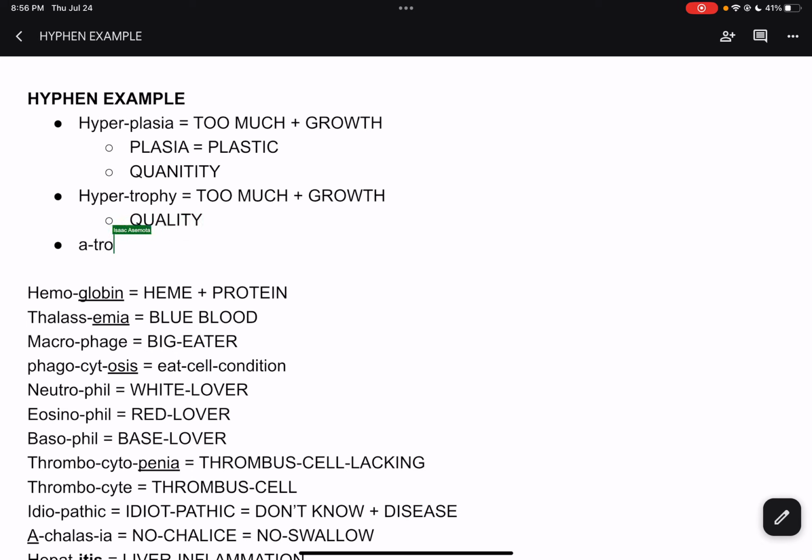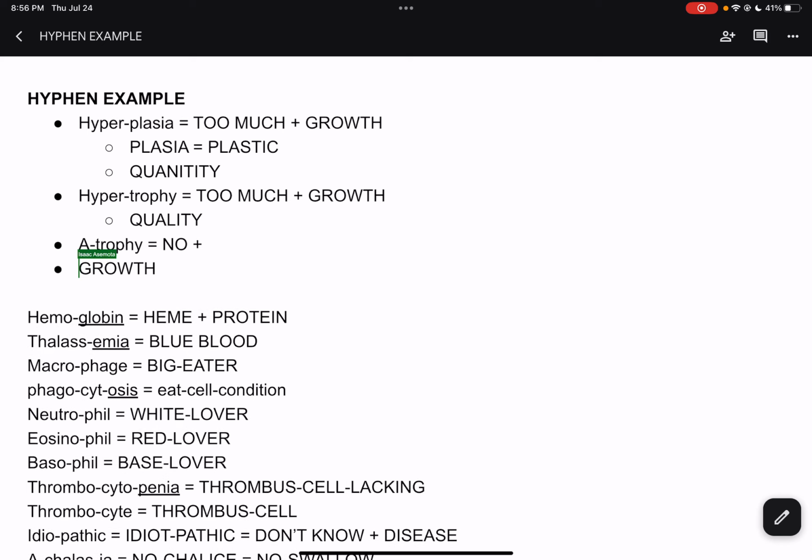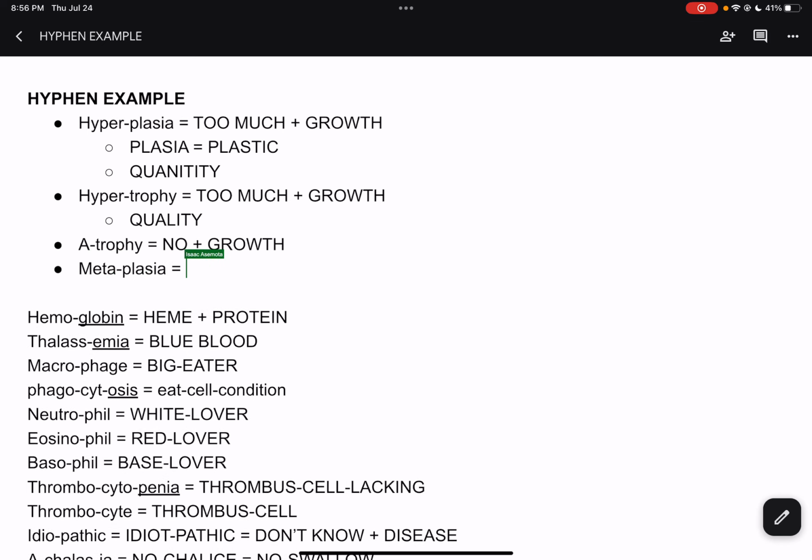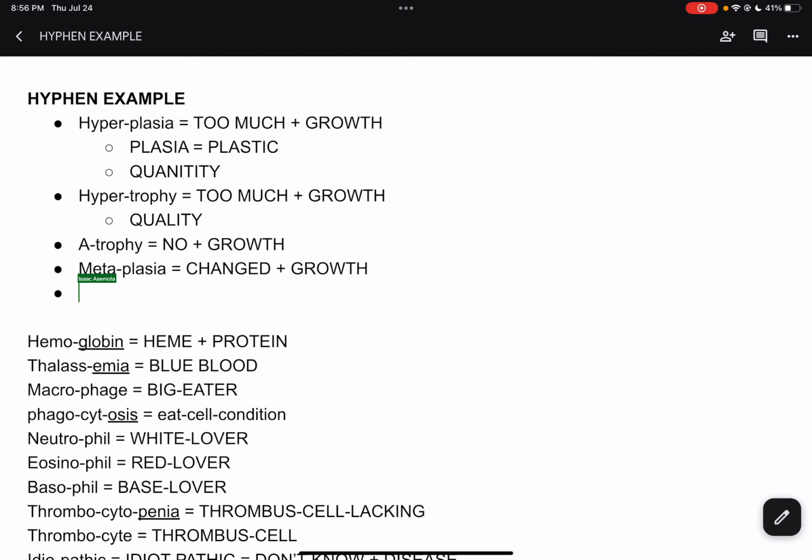And then atrophy, A means no, so that's no growth. Okay, so it's getting repetitive now, so I'll flip somewhere else. Metaplasia will mean what? A changed growth. Meta means to change. It's like meta learning means learning how to learn, changing how you learn. Metaplasia is when it's now changed to a different type of cell that's being grown. Dysplasia, I'll put that because that's important, equals abnormal growth.